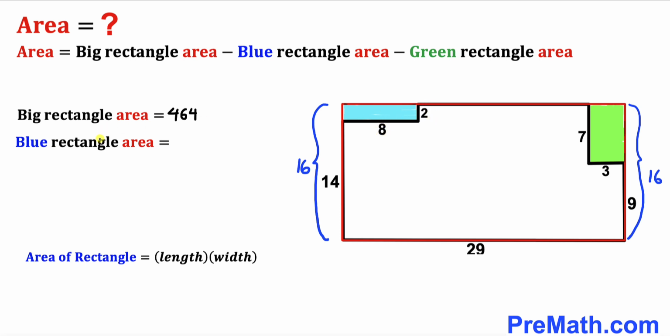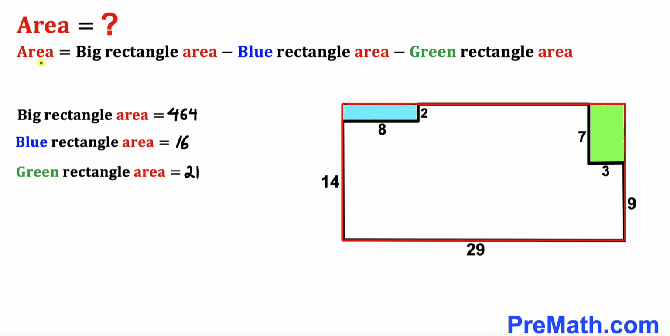And now let's go ahead and calculate the area of this blue rectangle whose side lengths are 2 and 8. So therefore this blue rectangle area is going to be 8 times 2, that is going to make 16. And finally let's go ahead and calculate the area of this green rectangle whose side lengths are 3 and 7. So therefore the area of this green rectangle is going to become 7 times 3, which gives us 21.